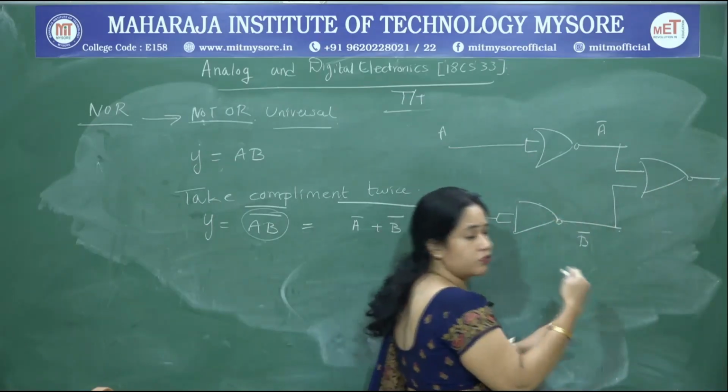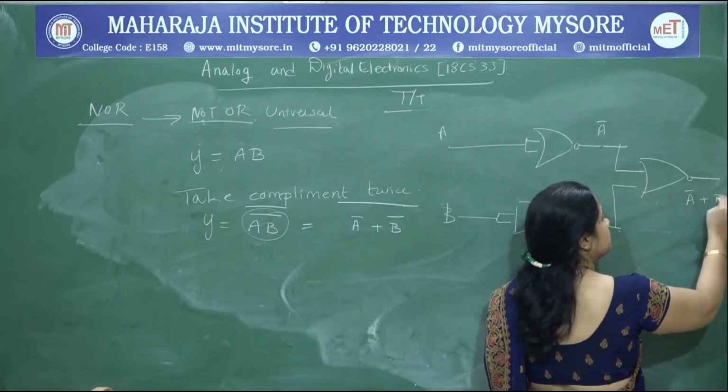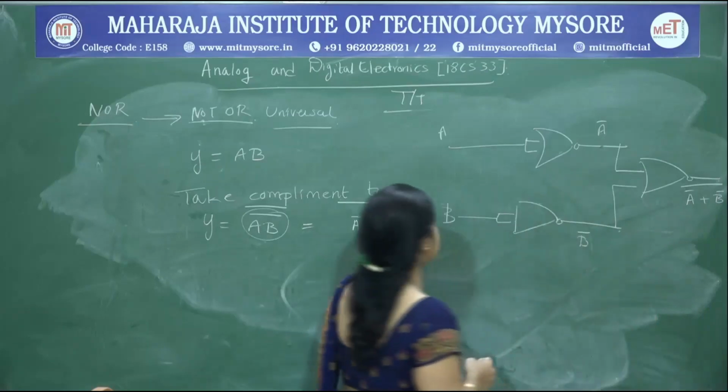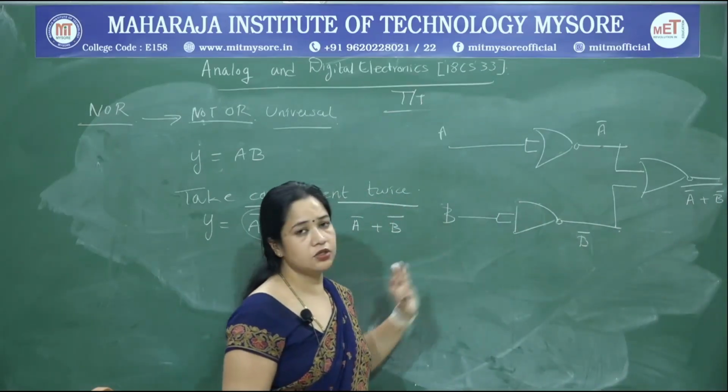So, what is the output of NOR gate? This plus this whole bar. So, it is A bar plus B bar whole bar. So, is this not the same? What have I realized? I have realized AND gate using NOR gate.